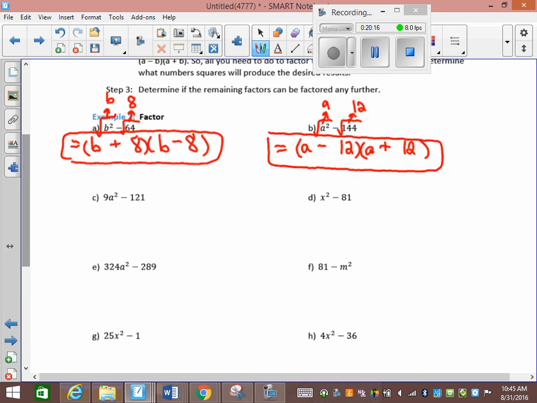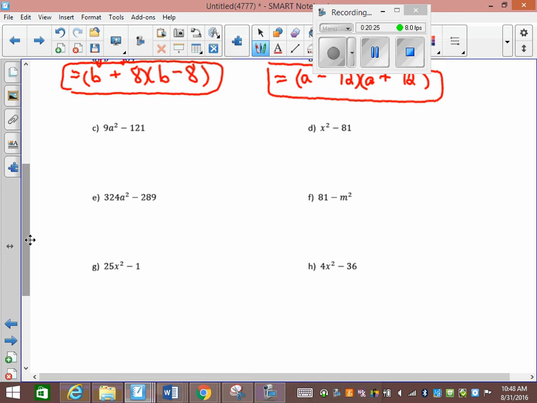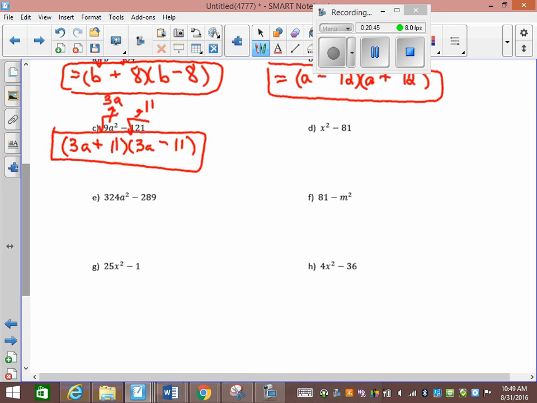You guys try the bottom one. First thing I ask myself, can I take something out? No. Square root of 9a squared is 3a. Square root of 121 is 11. Then I get 3a in the front of these brackets, and that's that. Plus and minus. x squared minus 81. Square root of x squared is x. Square root of 81 is 9. And you get x plus 9, x minus 9.